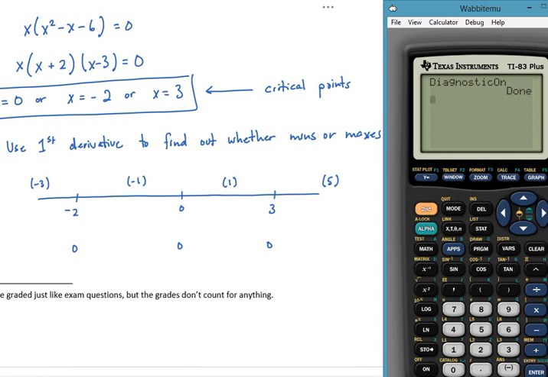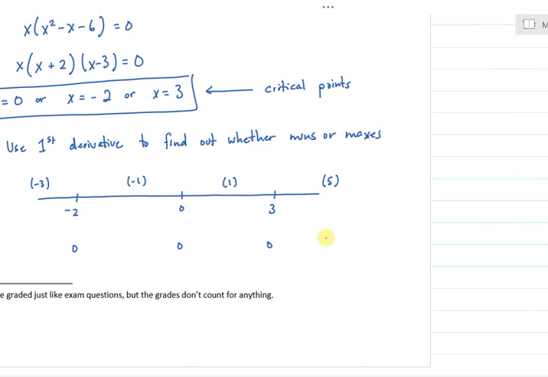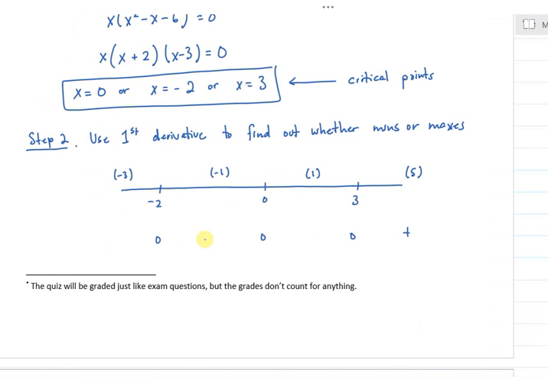So I want to do 5 cubed minus 5 squared minus 6 times 5. That gives me 70, which is a positive number. That tells me that out here to the right, the first derivative is positive. If you plug in the negative 3, the negative 1, and the 1, you're going to get a negative number out here, a positive number here, and a negative number here.